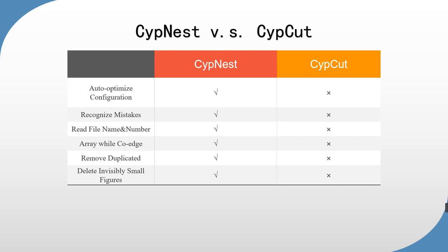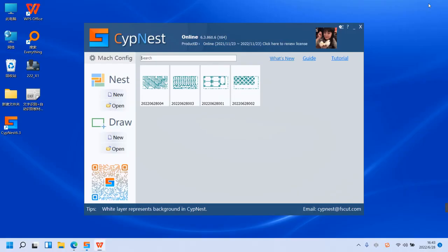We also prepared you with a customized report to facilitate your process. As CYPNEST keeps being updated, if anything confuses you, feel free to contact us. Whenever you need parts nesting software, CYPNEST would be your first choice. Now let's take a close look at the software.